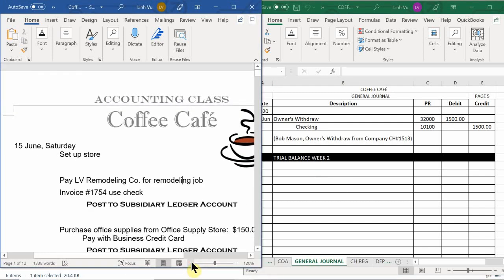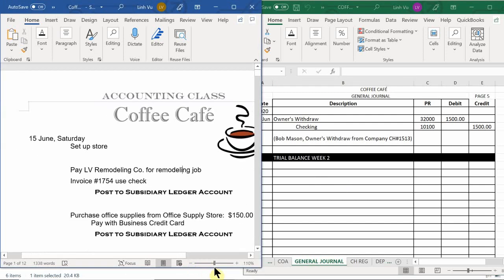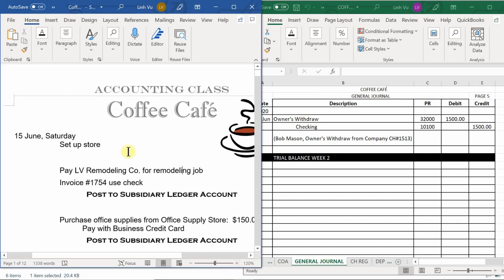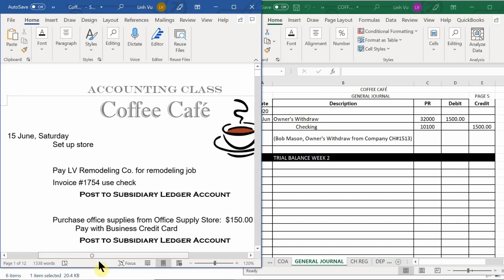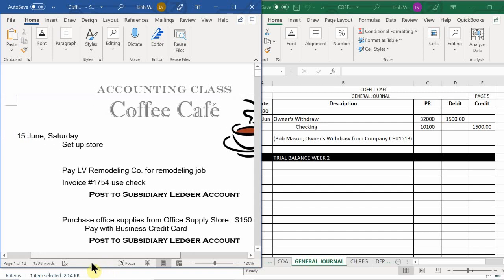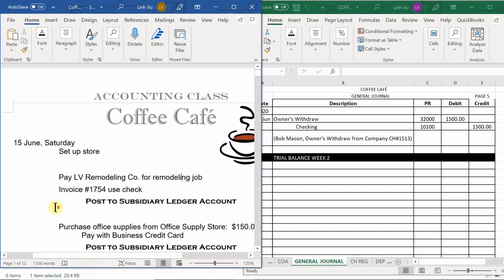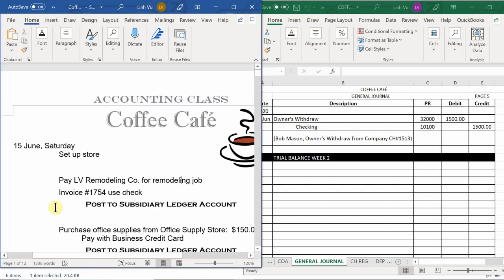So we have longer transactions, and this is where most of the time a lot of confusion comes into play, okay? So let's start off with the very first one. Here, it is finally Saturday, June 15, all right? And we're going to start opening up the store. So what's the first transaction that you see here?